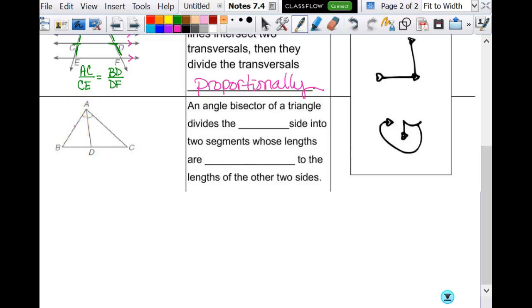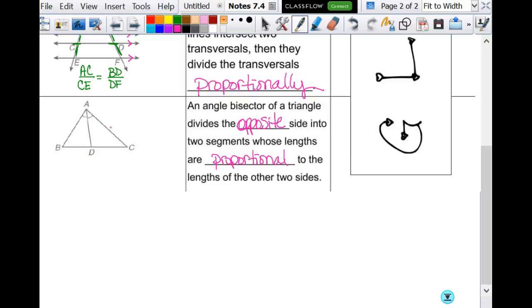Okay, so an angle bisector of a triangle divides the opposite side into two segments whose lengths are proportional to the lengths of the other two sides. So we get these two lengths. They're not necessarily congruent, but these two are proportional to these lengths. So I'm going to give you what the book and the rule actually says about this, and then we're going to talk about proportions and how you can write them differently and how a different way might help you remember how to set this up a little bit better.